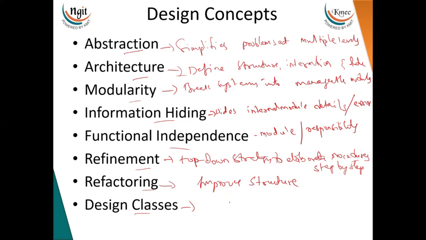Then design classes. What do they do? The design classes translate analysis classes into implementable units. These are design classes, like UI classes, business domain classes, process classes. All these fall under design classes. Okay, so these are all the design concepts: abstraction, architecture, modularity, information hiding, functional independence, refinement, refactoring, design classes.